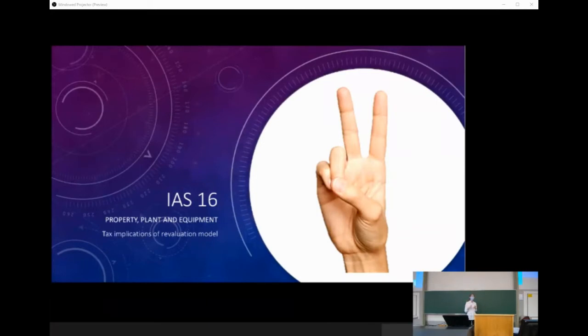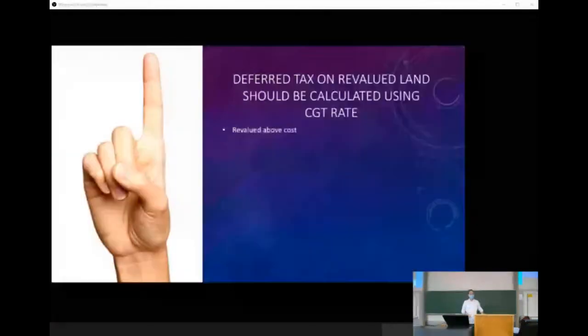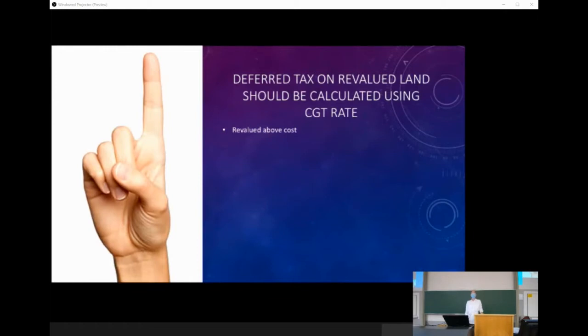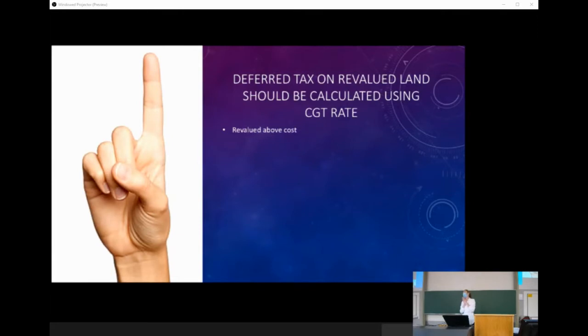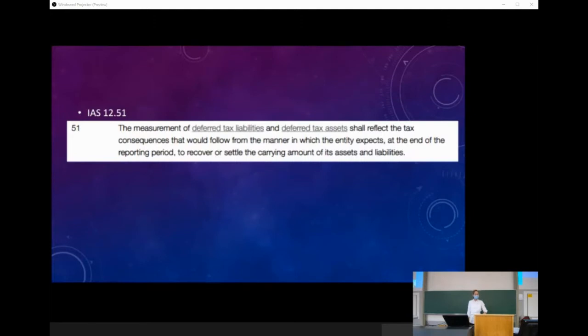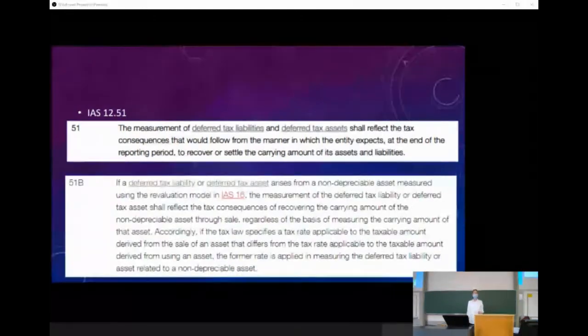I am assuming, with a warm fuzzy feeling, that you are on top of IAS 16 with regard to your FRK 201 work. So all we are adding in FRK 300 is, first of all, the revaluation of land. In FRK 300, we will only revalue land, and we'll only revalue it upward. Then we will have capital gains tax consequences that we put into our deferred tax. We are going to put in a provision for that deferred tax at the capital gains tax rate. And we saw that that comes from paragraph 51 and 51B.